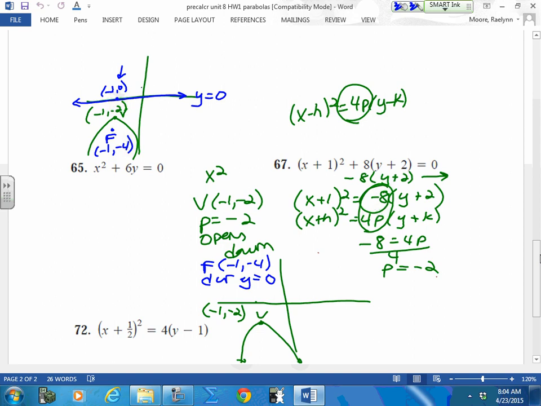But if we don't put it in this format, you can't find P. Why is it -1, not 1, 2? This is your vertex. We took it out of here the opposite way. -1, -2. The X always goes with the H, no matter what side it's on. You okay with this?